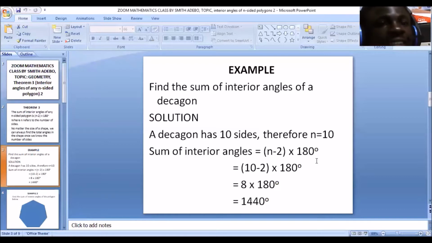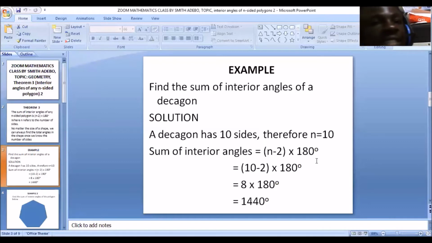We found out that a decagon has 10 sides, meaning our n is equal to 10. Now, this 10 minus 2 multiplied by 180 degrees gives you your sum of interior angles of a decagon. And 10 minus 2 is 8, multiplied by 180, it gives you 1440 degrees. This is the sum of interior angles for a decagon.